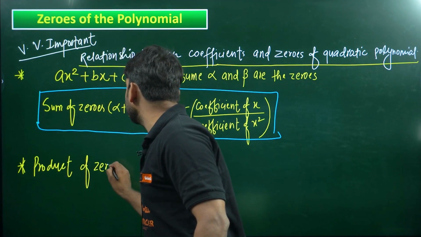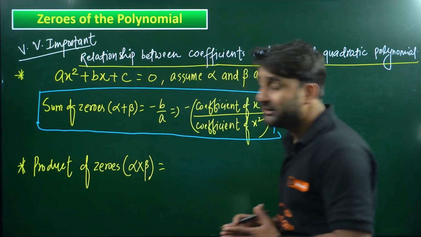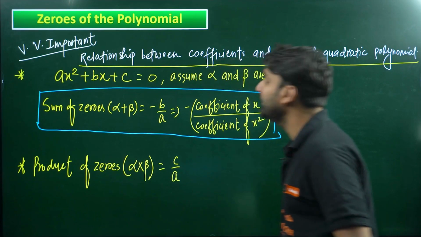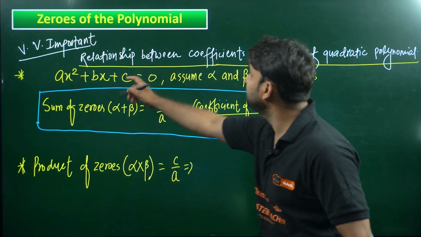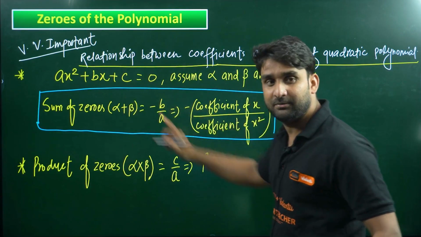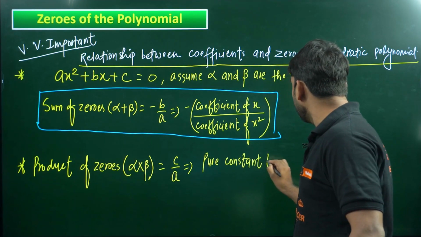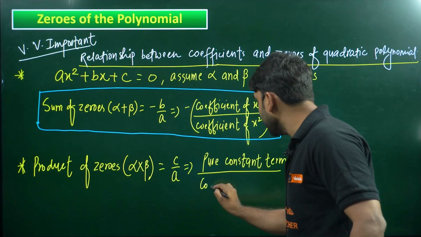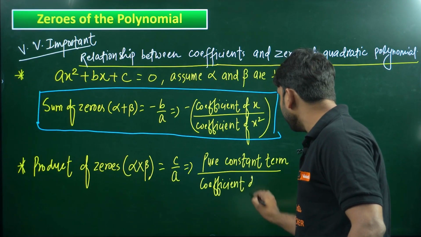means the multiplication of the zeros, alpha into beta. Alpha into beta, the product of zeros, will give you the result equivalent to c by a. Yes, c by a. Can we please write in words? So c is basically the pure constant term, the last term, no variable is there, only c. So this is the pure constant term, divided by a, the coefficient of x square.